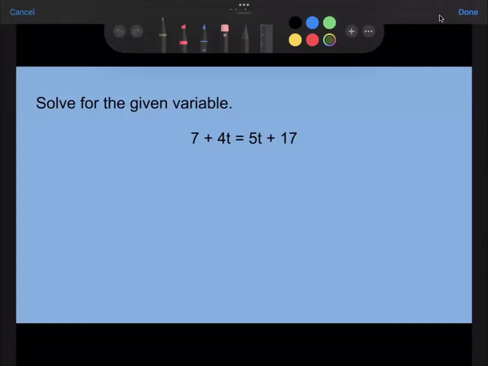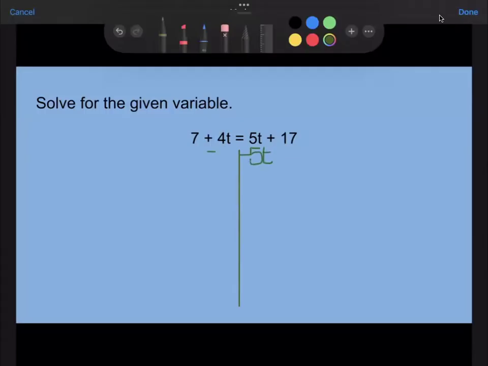Okay, here is our last one for today's video. No fractions here, so we're just going to go ahead and start solving without really doing any simplifying. I'm going to draw that line between the two parts of the equation on the two sides. I'm going to gather my variables together. So I'm going to take this 5t and move it to the other side and combine it with the 4t. The opposite of 5t is negative 5t.